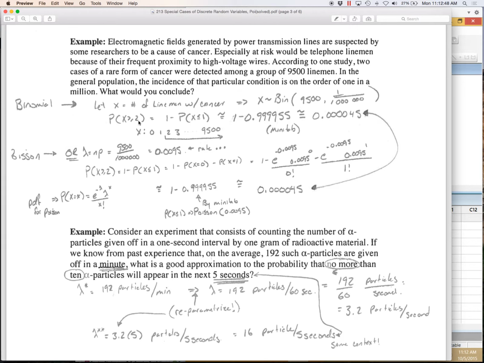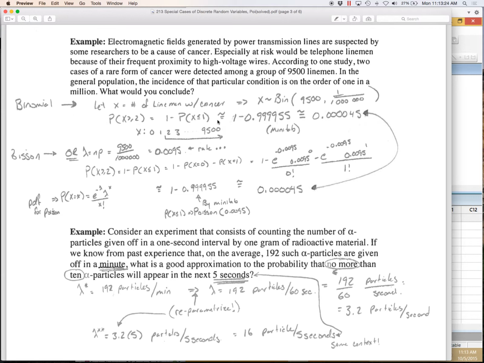So what's the probability of having the number of linemen with cancer be more than or equal to 2? Okay, so I've just written it out here. You could have 0, 1, 2, 3, or all 9,500 with cancer. So greater than or equal to 2 would be 2 plus 3 plus 4, all the way up to 9,500. Okay, so this could be written as the probability of x being greater than or equal to 2, or we can focus on the complement here, 1 minus the probability of 1 or fewer. Either way, this will give us the same number.